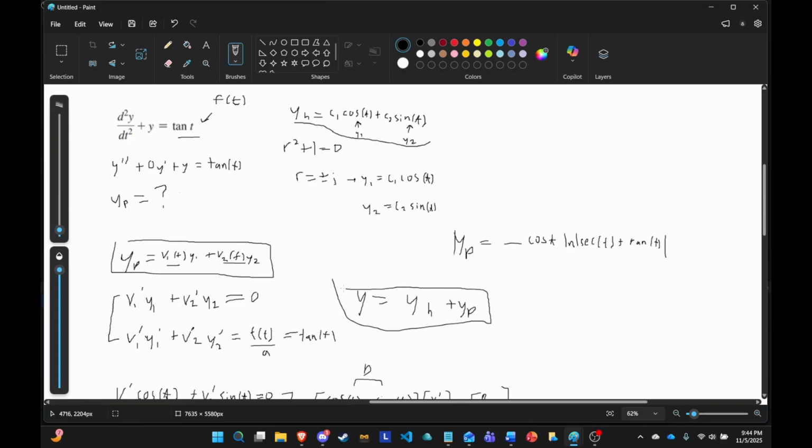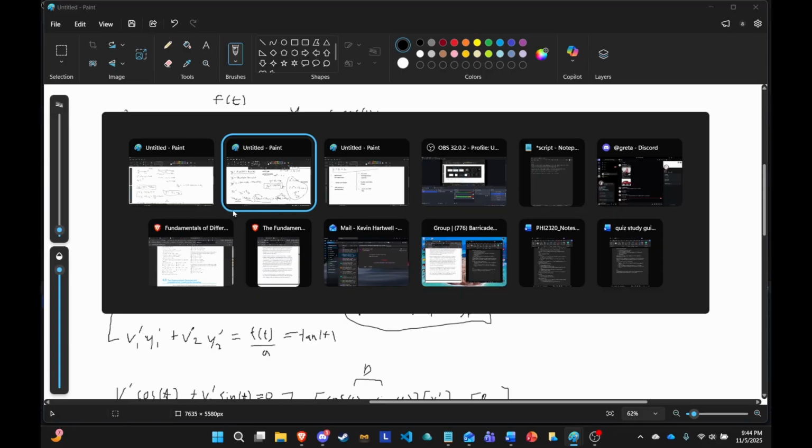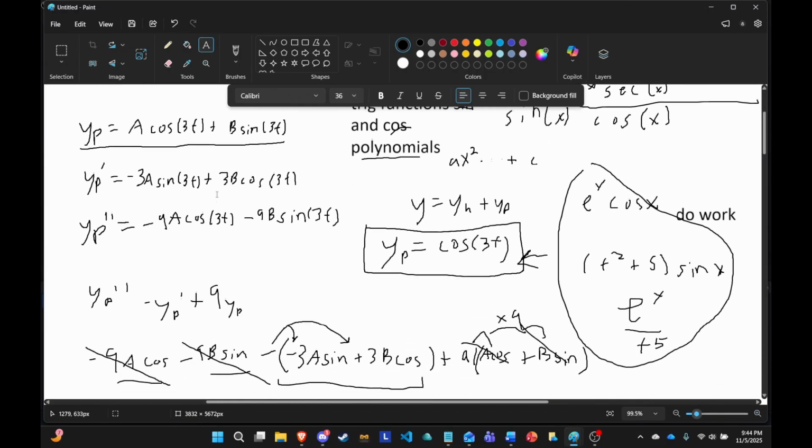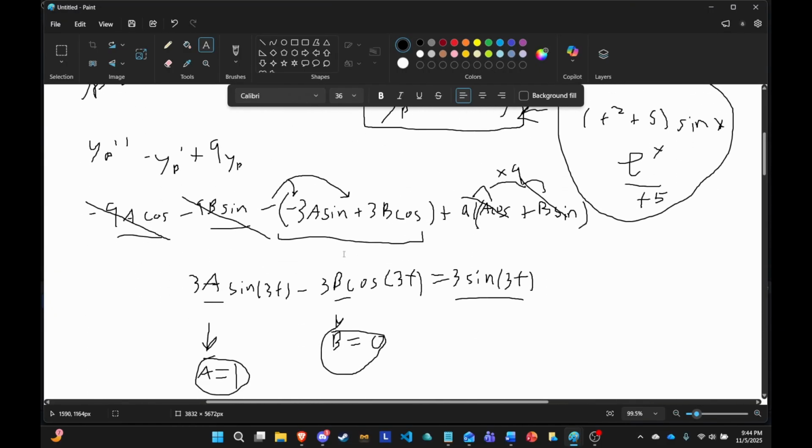So this concludes my explanation of variation of parameters and method of undetermined coefficients. Just know that this procedure would also work for a problem like this. It would just take way longer, and on an exam I would not recommend using it because undetermined coefficients lets you set up your system way faster.